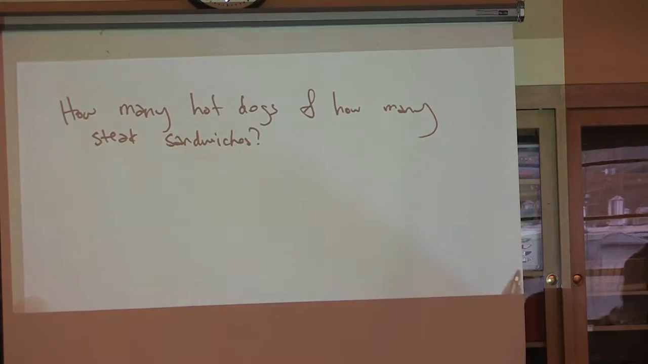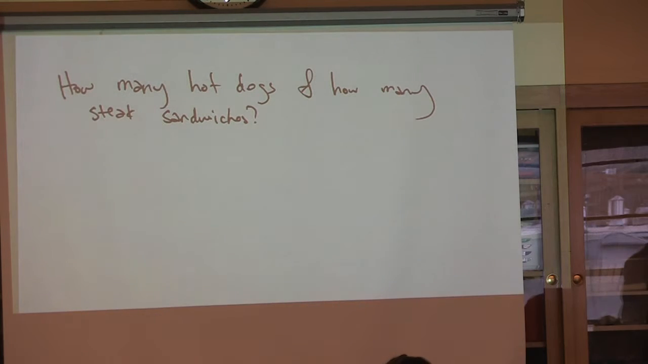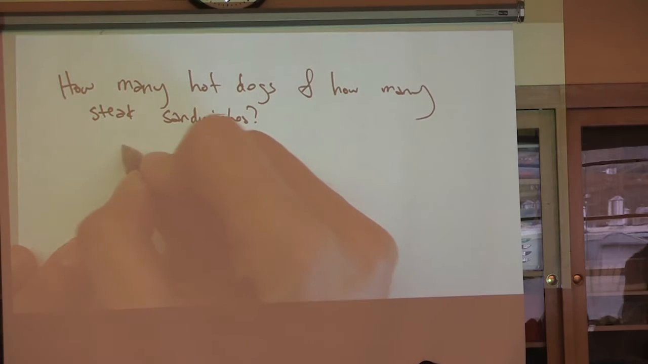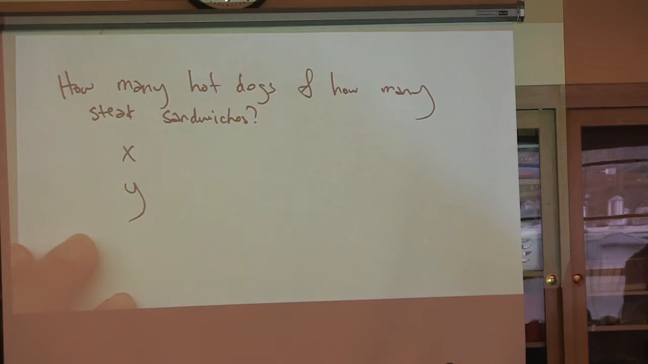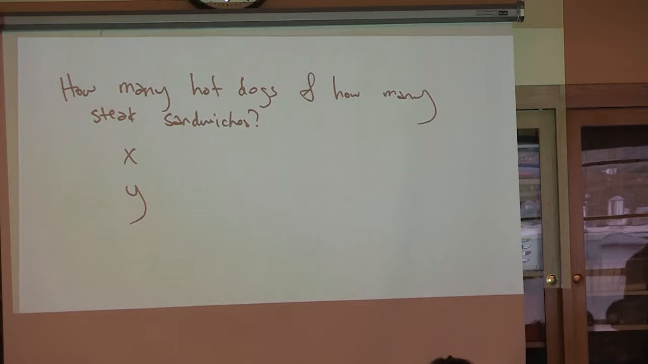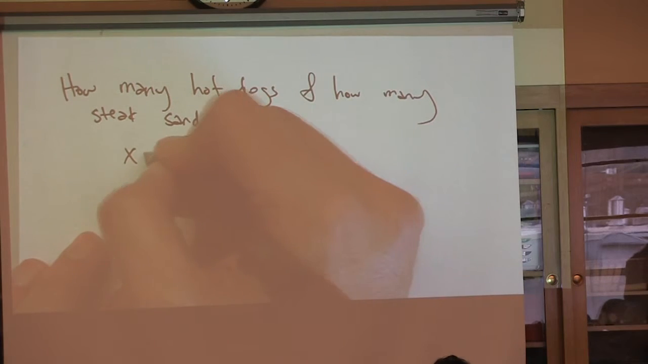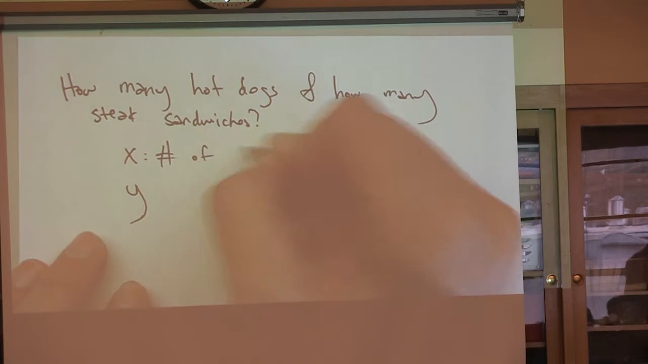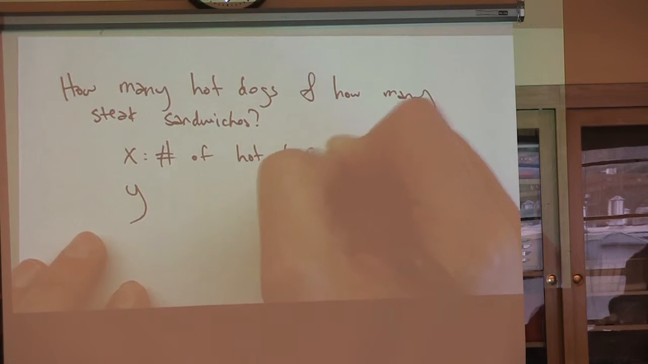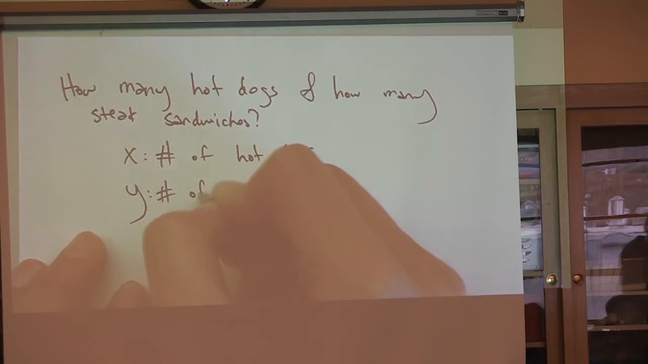Okay, so if that is the question, those two things are going to be the answer. To answer the question, we need to find out how many hot dogs and how many steak sandwiches. So let X be the number of hot dogs. Make sure you label your variables. And Y be the number of steak sandwiches.